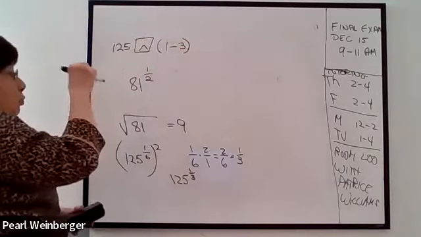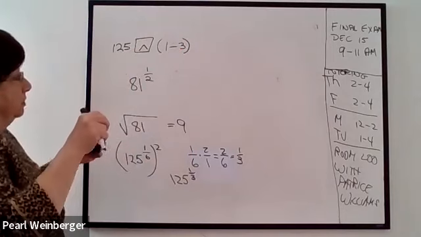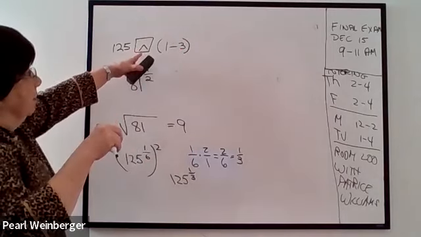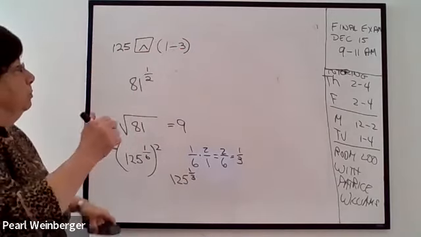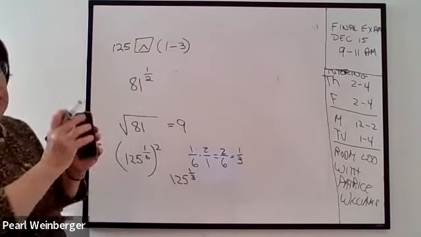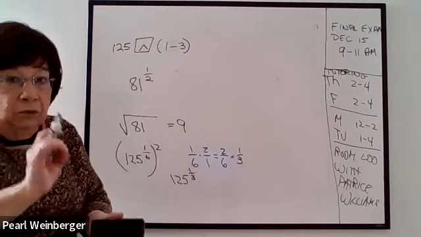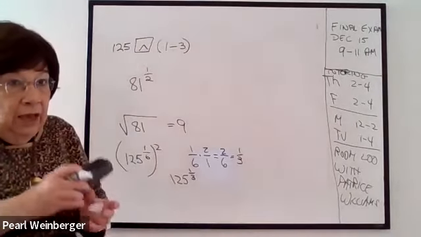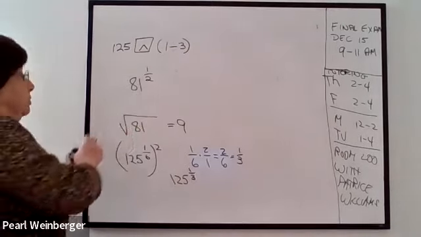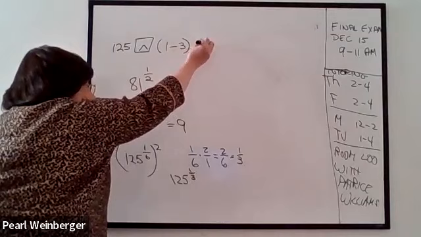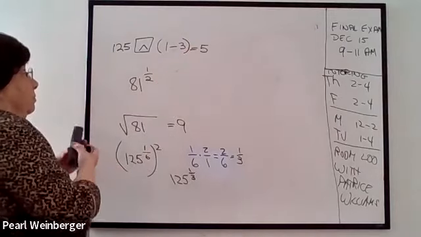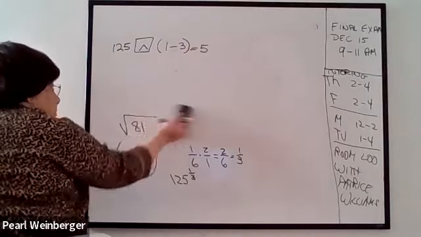You can't just do 1 divided by 3 without the parentheses, because the calculator will think that the only exponent is the 1. If there's more than one number in your exponent, you have to put it in a parentheses. Now, if you do this on your calculator, you'll see that what you get is 5.